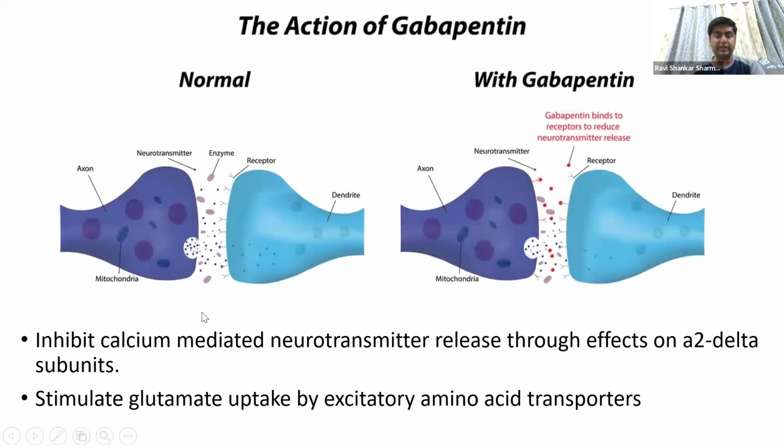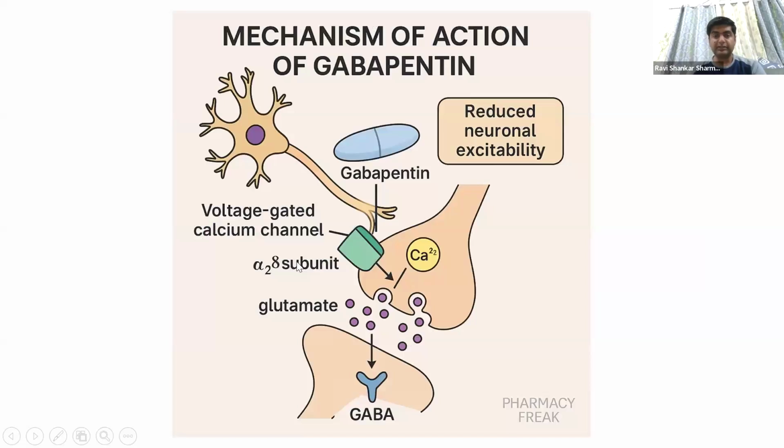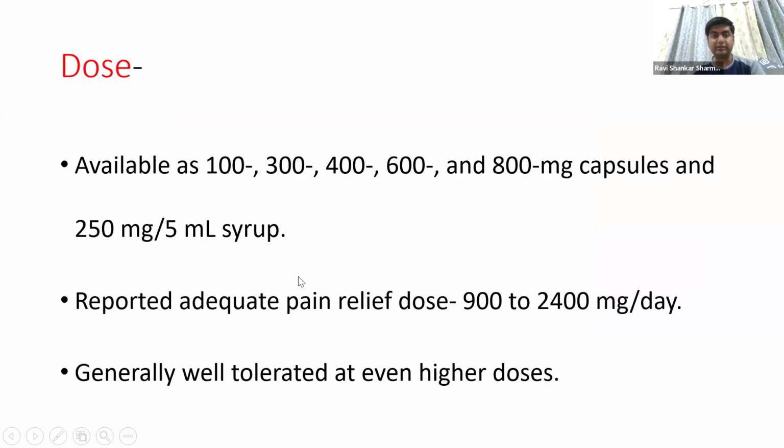As I told you, these are the vesicles that are filled with glutamate. There is calcium, and this drug inhibits the calcium influx from here to here, and thereby a lesser amount of neurotransmitter is getting released. Okay. So this acts on the alpha 2 delta subunit. Okay. Doses: always start with a go low and go slow.